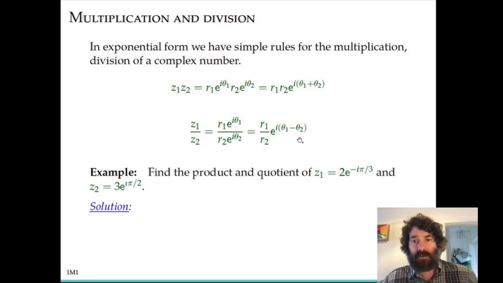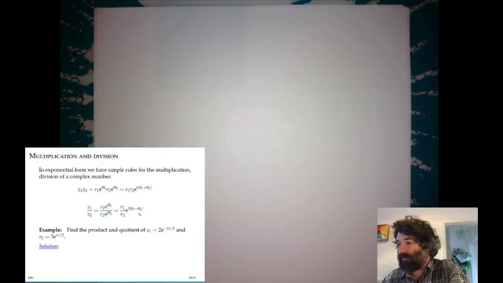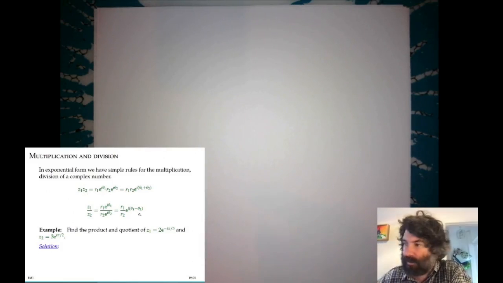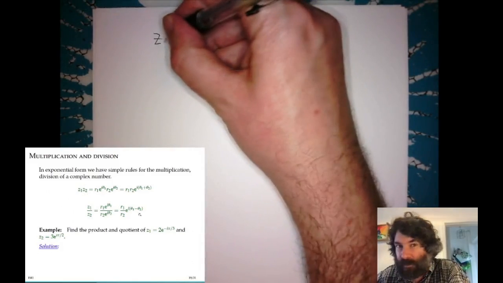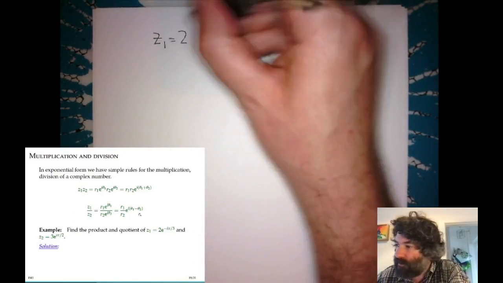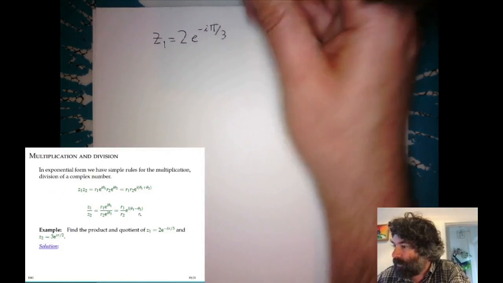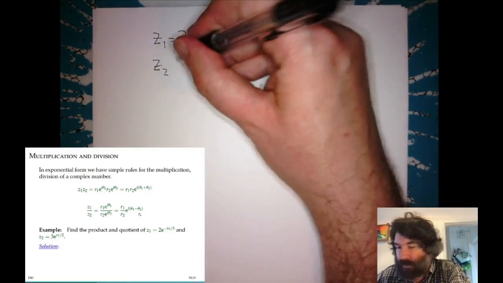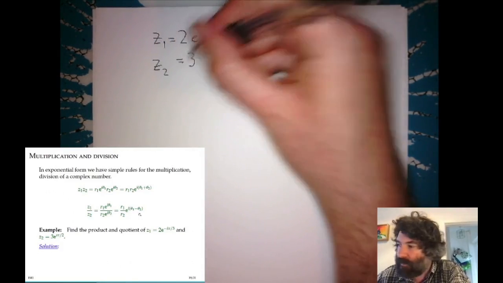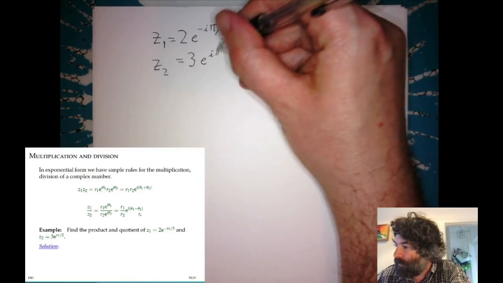All right, and so as an example, let's look at the product and quotient of these two complex numbers, which are already given in the exponential form there. So we have z1 is 2 e to the negative I pi over 3, and z2 is 3 e to the I pi over 2.